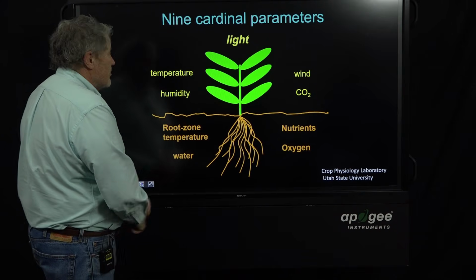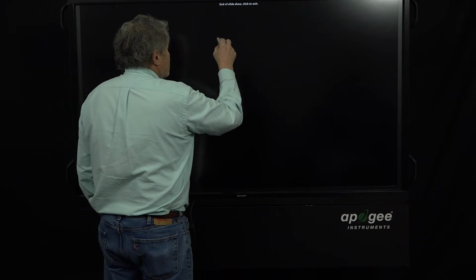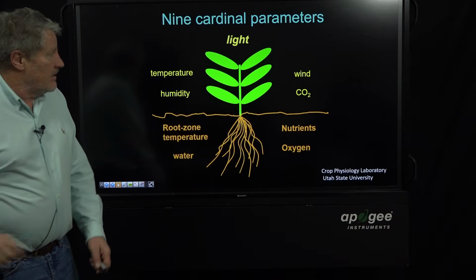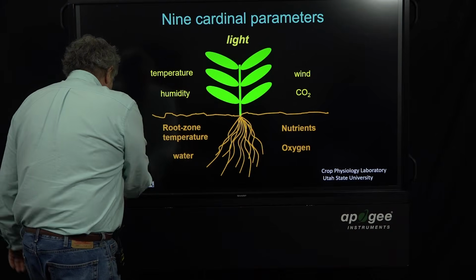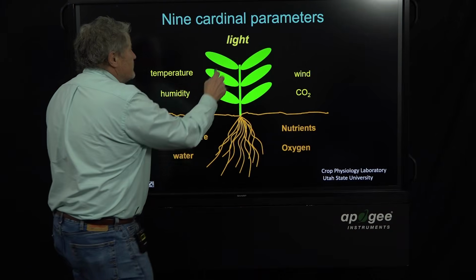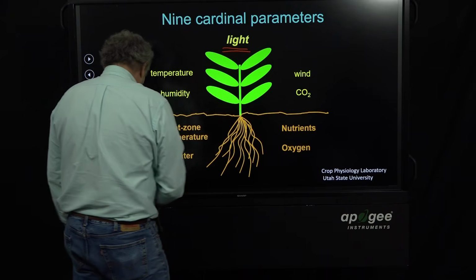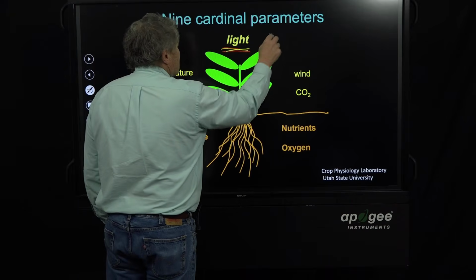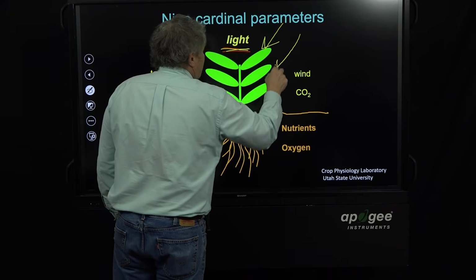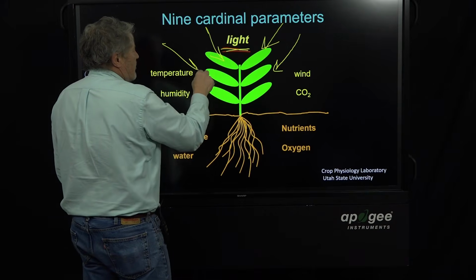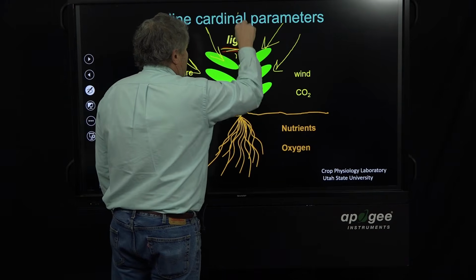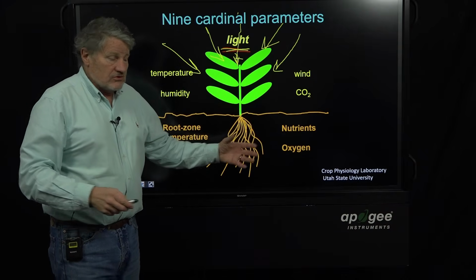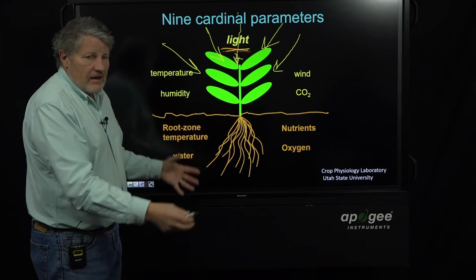And we put this right at the top. Let's see if we can get this back. Pen tool. There we go. Light, and let's see if we can get that yellow to emphasize the light. Light is coming in from all directions on this plant, and it drives the optimum levels of everything else.